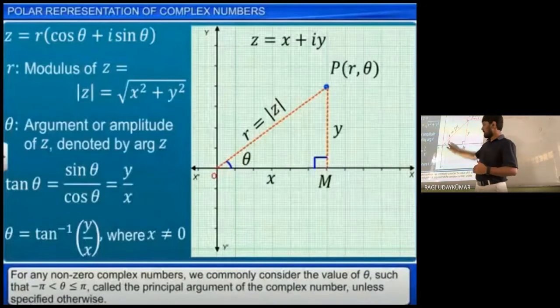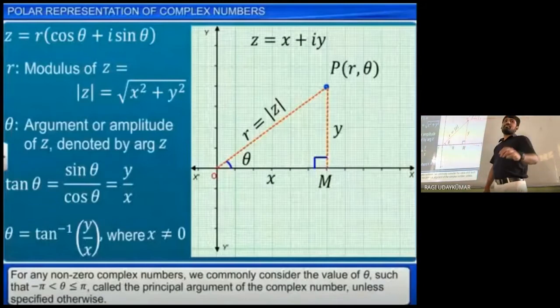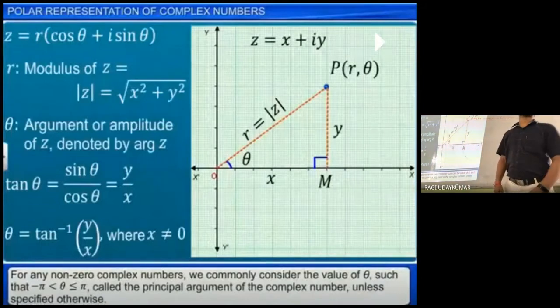Minus pi is nothing but a negative angle. Pi is here, 0 is here, pi by 2 here. So between minus pi and pi should be taken. That is called the principal argument.